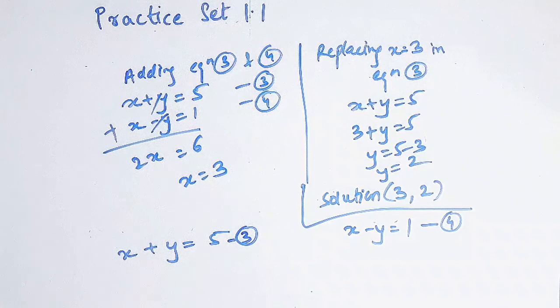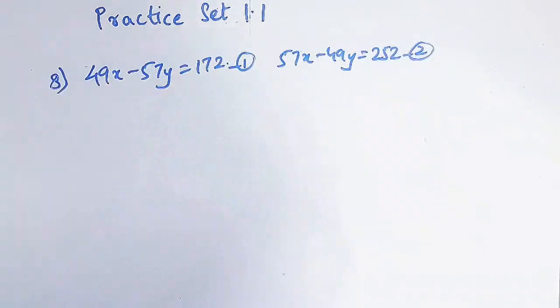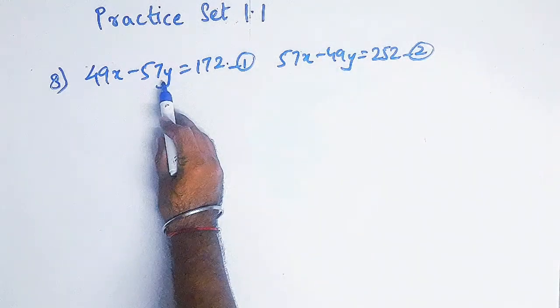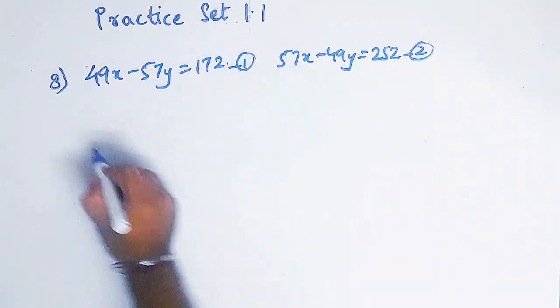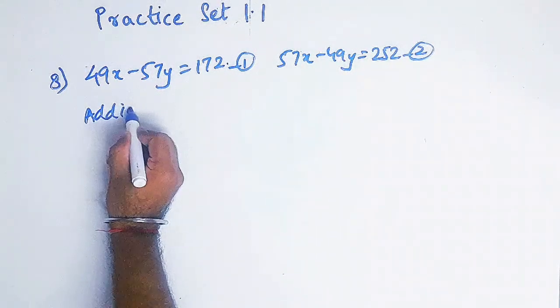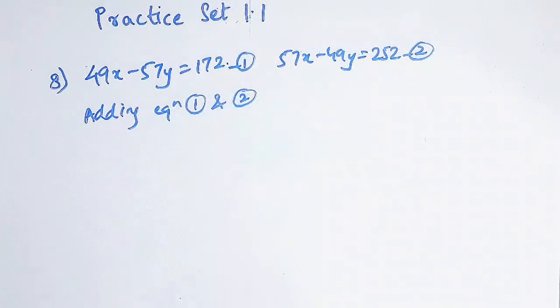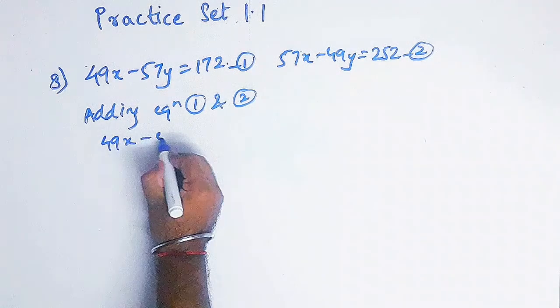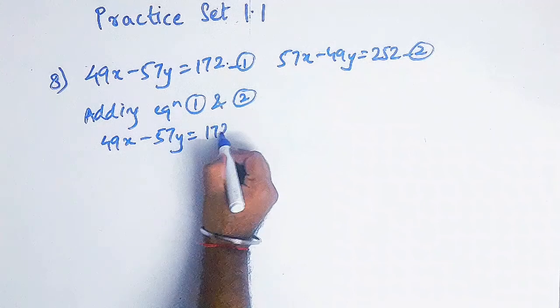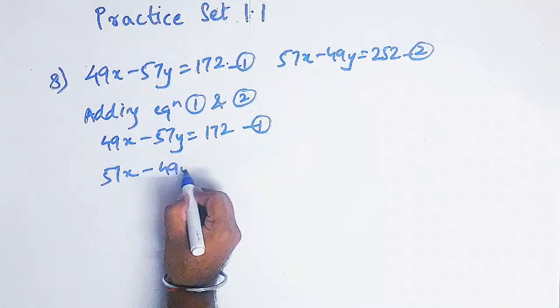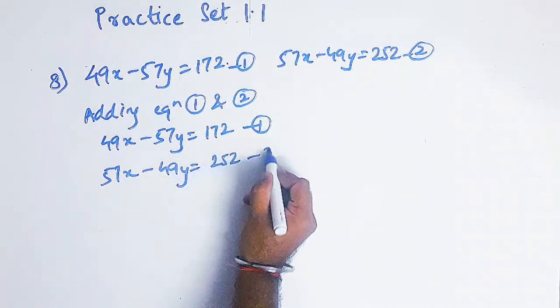Now the last one, the 8th one, we'll do. The 8th one is also similar to the 7th one, where the coefficient of x is with y and here the coefficient of y is with x. So again you will follow the same steps, adding one time and subtracting one time to get the new equations. Adding, I'll get 49x minus 57y equals 172, and 57x minus 49y equals 252.